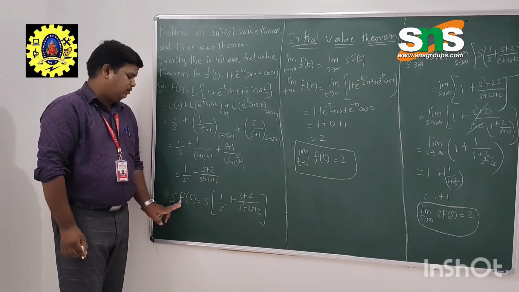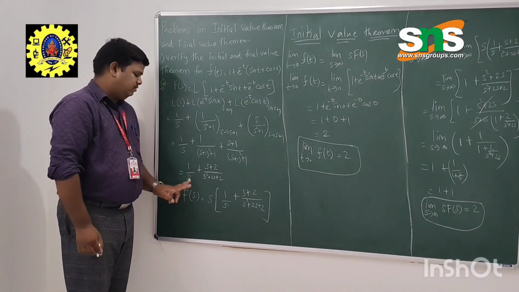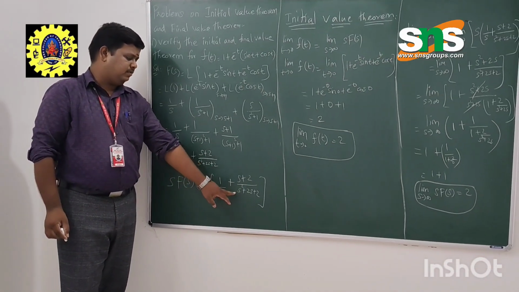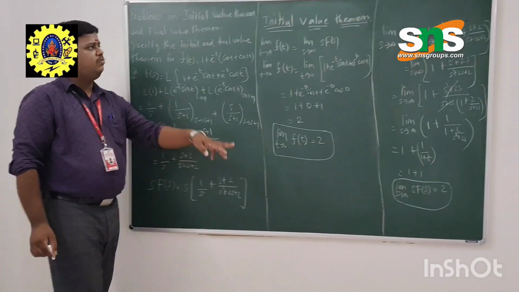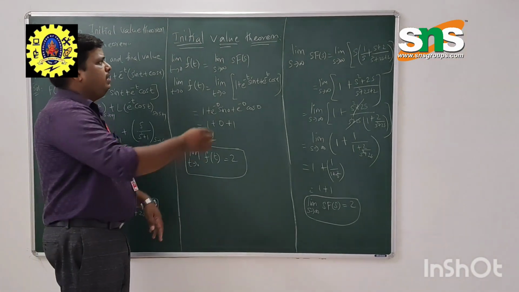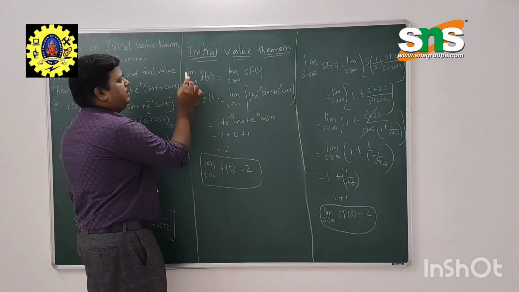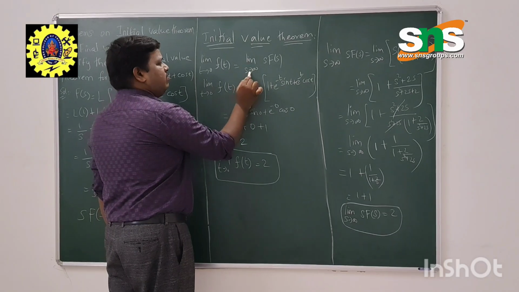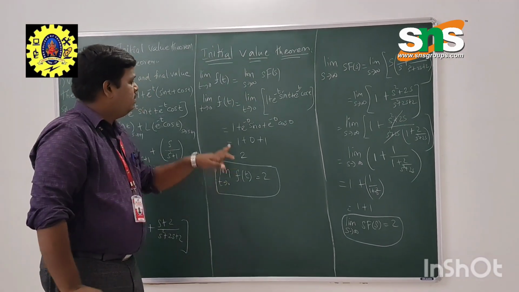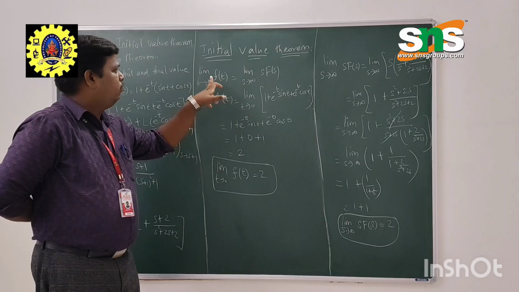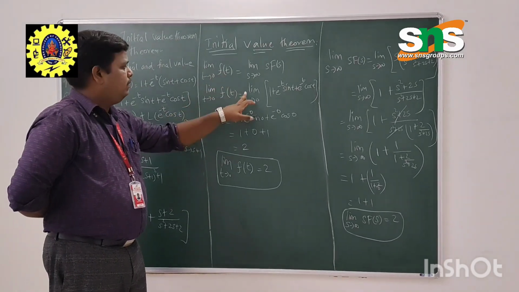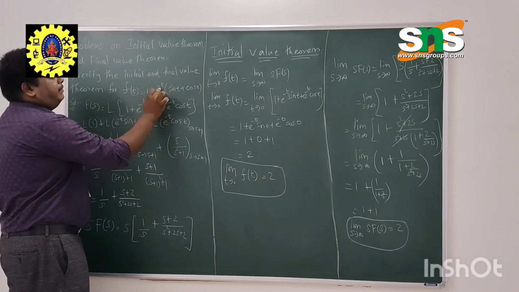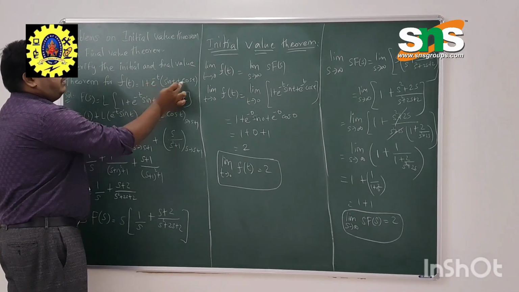Next we have to find s into F(s). Multiplying this function by s, we get s into 1 by s plus s plus 2 divided by s square plus 2s plus 2. Next we verify the initial value theorem. The statement for verification is limit t tends to 0 of f(t) is equal to limit s tends to infinity of s into F(s). First we take the LHS: limit t tends to 0 of f(t), where f(t) is 1 plus e power minus t sin t plus e power minus t cos t.